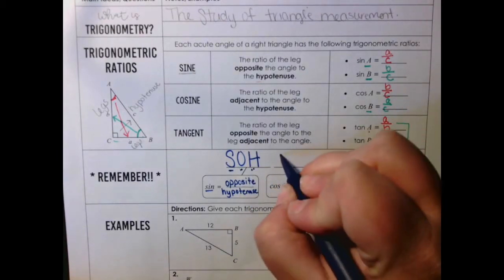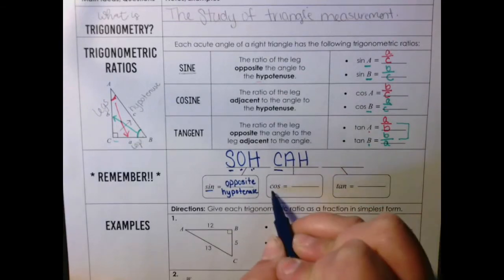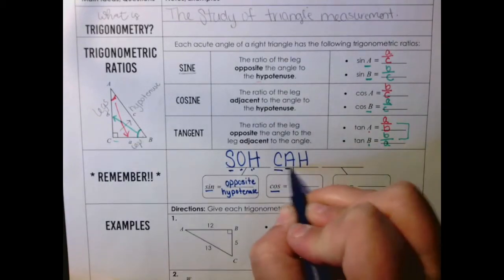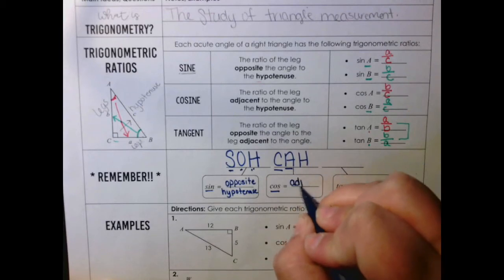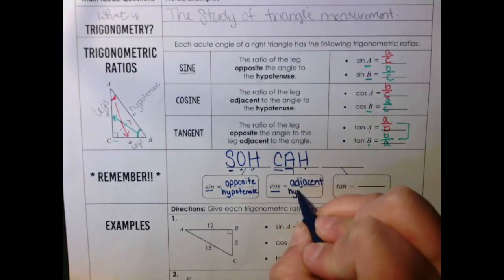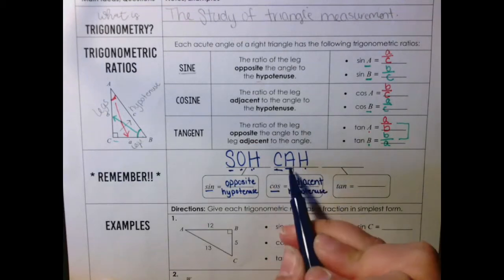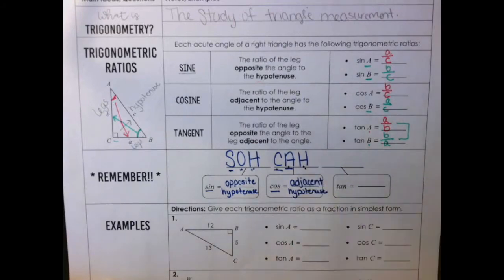CAH is for cosine, C-A-H, and its C is cosine. The A stands for adjacent, and H again stands for hypotenuse. So cosine is adjacent over hypotenuse.